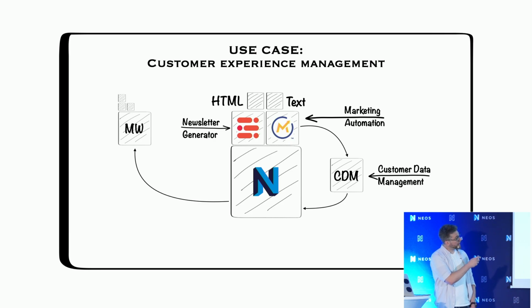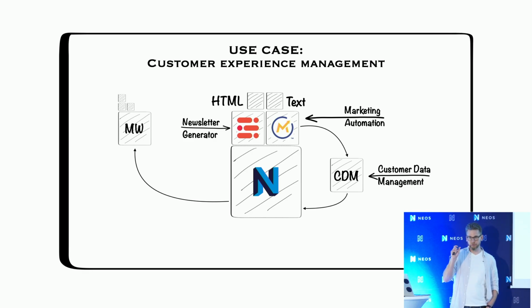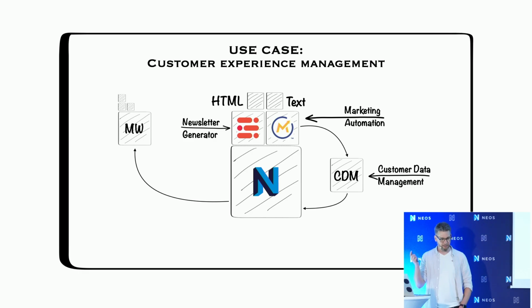You also might have customer data management somewhere in place where you collect data from your customers that you might feed back to Neos with an API again. And then you can later use that on the marketing website to support customer experience management. As I told you earlier, you can use that information to use a different dimension in order to show different content or make personalization in general.